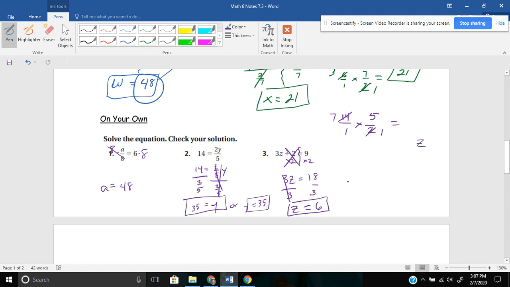Let's double check that to make sure. Substitute it back into your equation. 3 times z, so 3 times 6 is 18, and 18 divided by 2 is 9. Does 9 equal 9? Yes, it does. So correct.